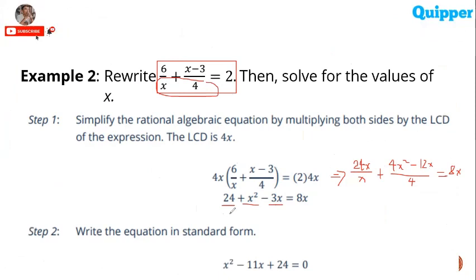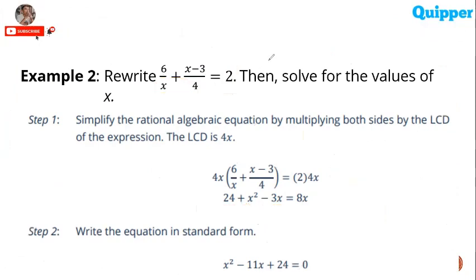From here, we have x squared minus 3x. By addition property of equality, we will also have negative 8x plus 24 equals 0. Simplify negative 3x minus 8x, that is negative 11x. Therefore, our standard form of a quadratic equation is x squared minus 11x plus 24 equals 0.